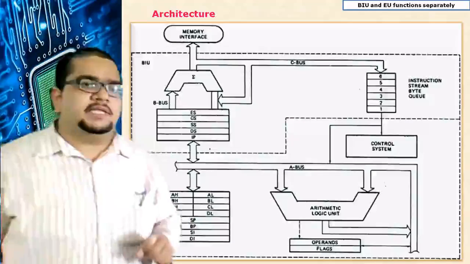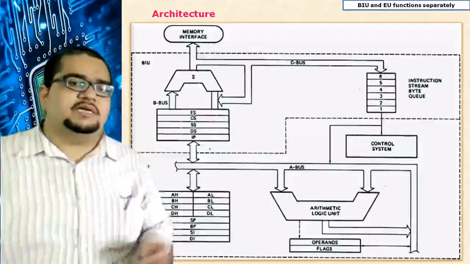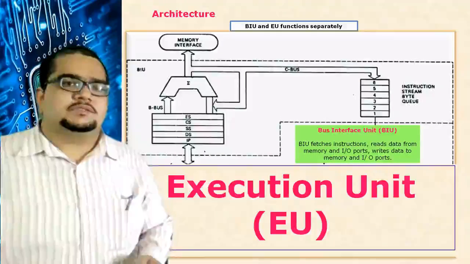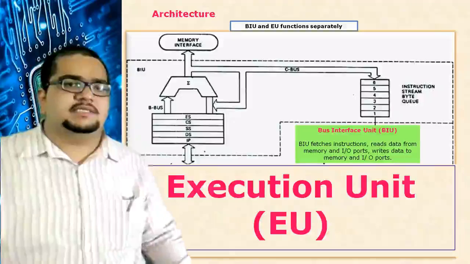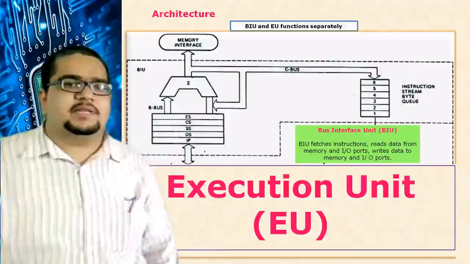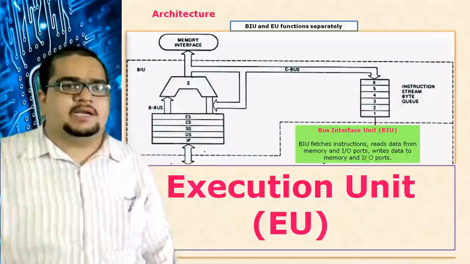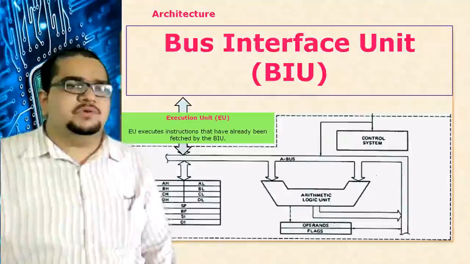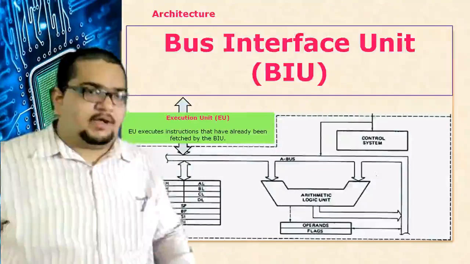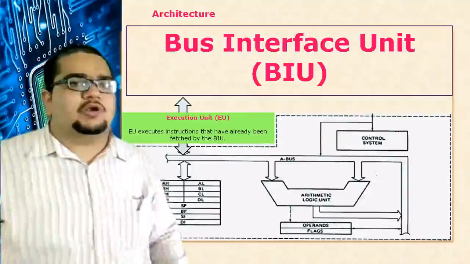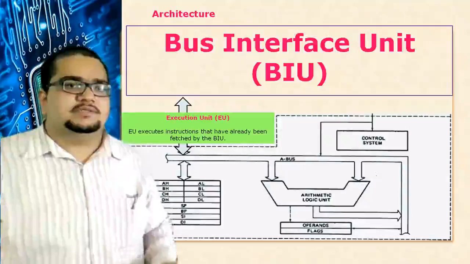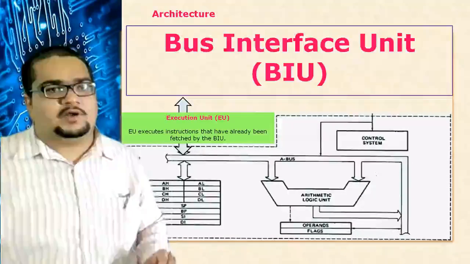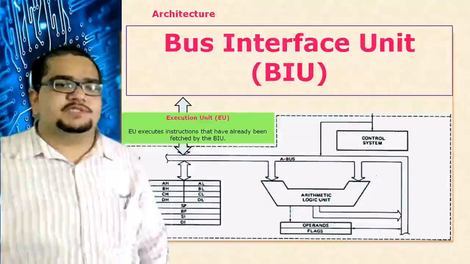More specifically, three quantities are there in the bus interface unit. We'll see in our next few slides. So what the bus interface unit does is it fetches the instructions, reads the data from the memory and IO devices, and writes the data to the memory and IO devices. Whereas the execution unit's work is to execute the given instructions by first decoding them, obviously, and which are already fetched in the bus interface unit. So the execution unit basically decodes and executes the instructions which are pre-fetched by the bus interface unit.